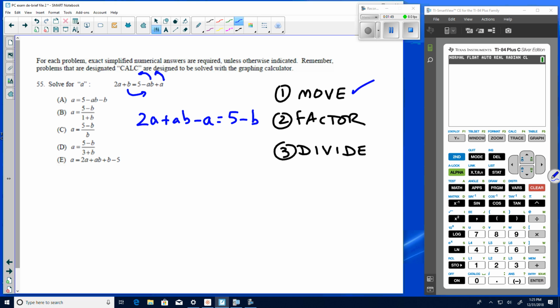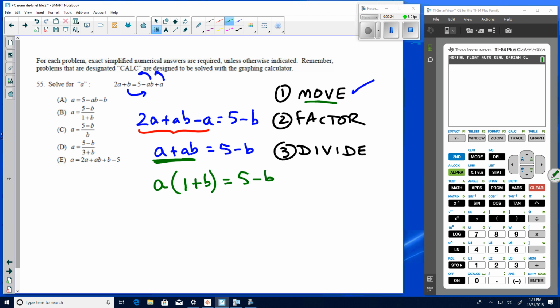Second step, factor. Actually, we could simplify a little bit. Notice that we can collect like terms. The 2a and the minus a combined to just give us 1a. So if we clean this up a little bit, we have a plus ab is 5 minus b. Right? 2a take away an a is just a single a. And then it says to factor. Okay, so to factor, all the terms on this side have an a in it. And the reason we know that is because we moved them there, right? All the ones that have a's are on the left. So we'll factor out the a, 1 plus b. So we've completed the factor step.